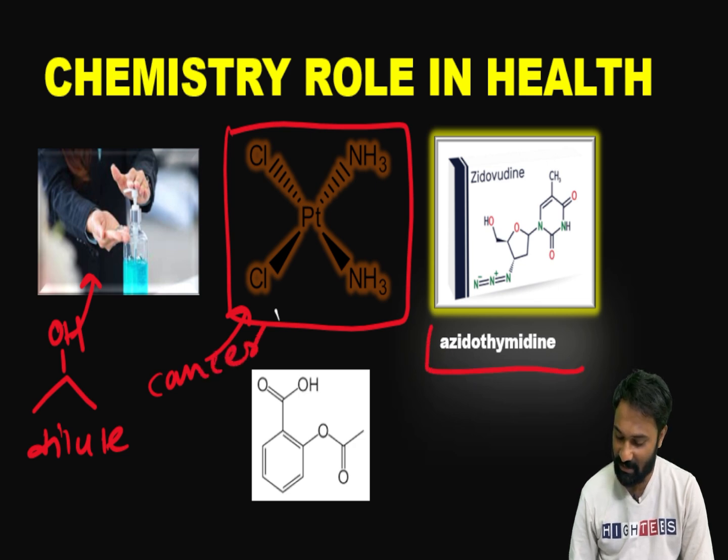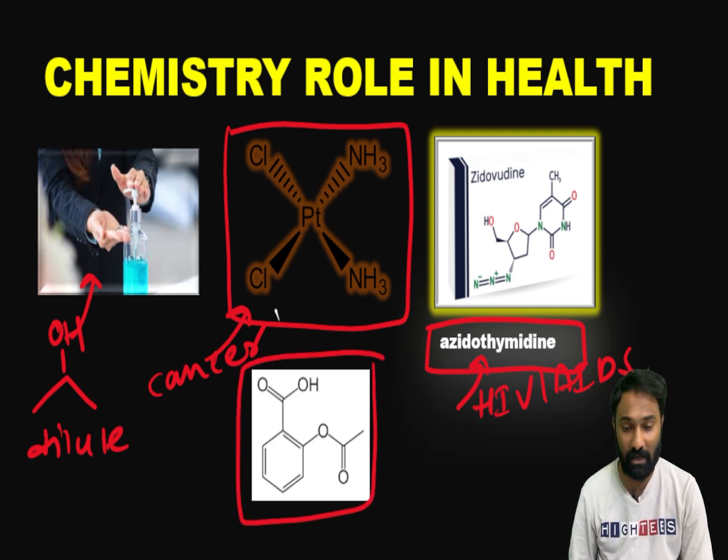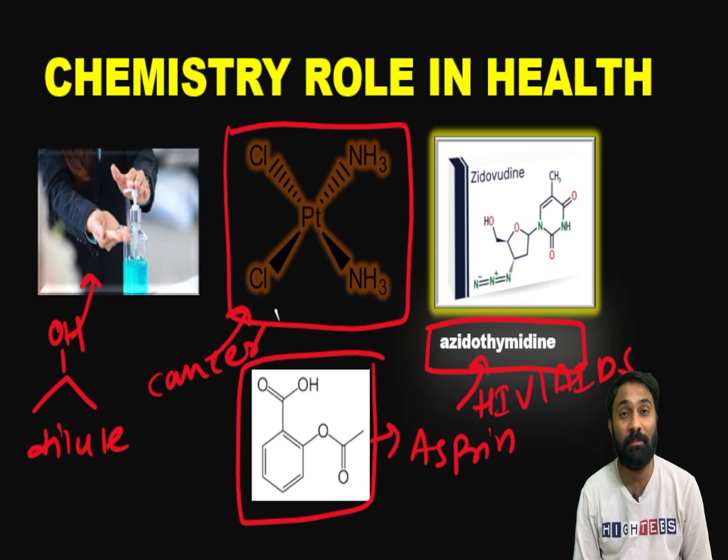Next one is azidothymidine. Sir, where do we use this tablet? We use it in the treatment of HIV and AIDS. Next, this is one type of tablet, and we are going to see the reaction of this one in our upcoming classes. This one is aspirin. In this manner, chemistry is related to our modern life.